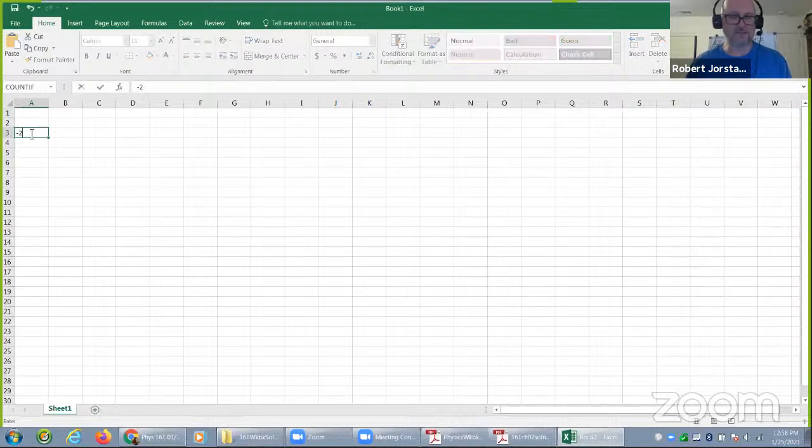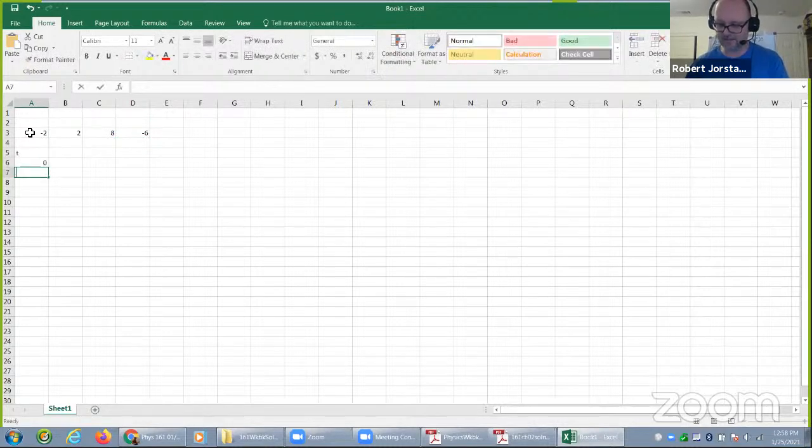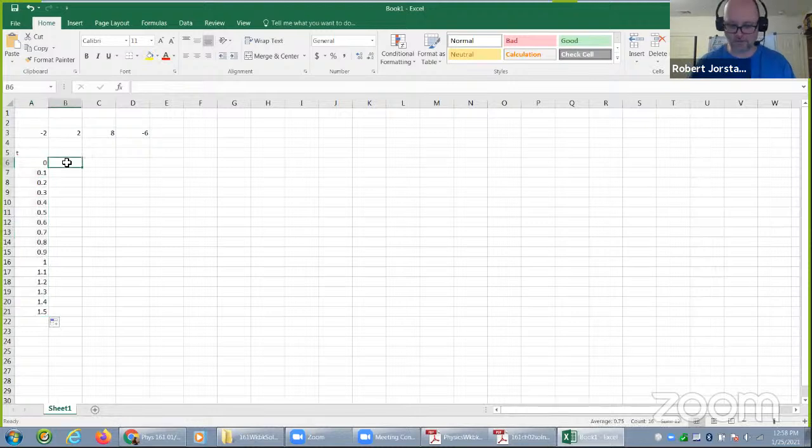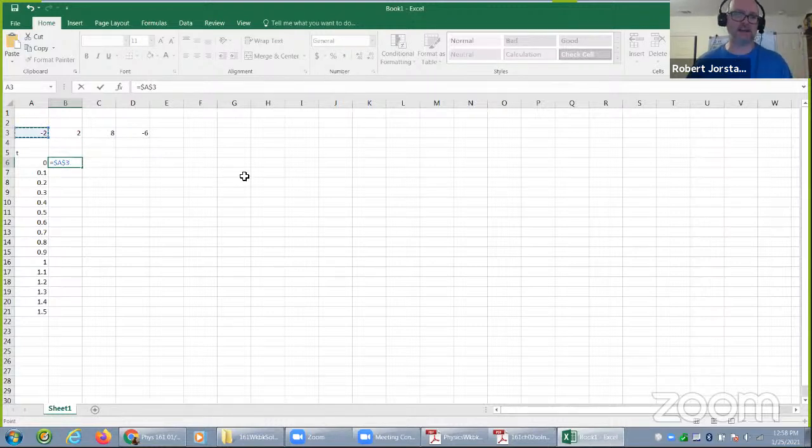I think it was -2, 2, 8, -6, or whatever these numbers were. And then you could make a column of time, right? And you could pick an increment size and you could plot it. You could do this. And then you could put in a formula, equals, etc., and do all the constants and stuff. Again, we will show you how to do that technique in lab.